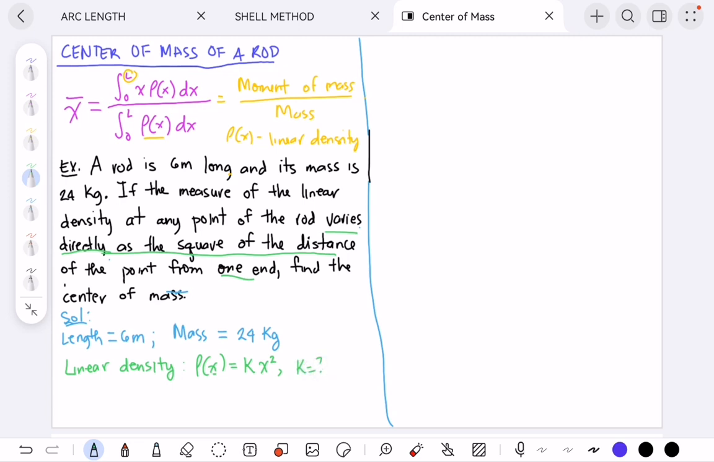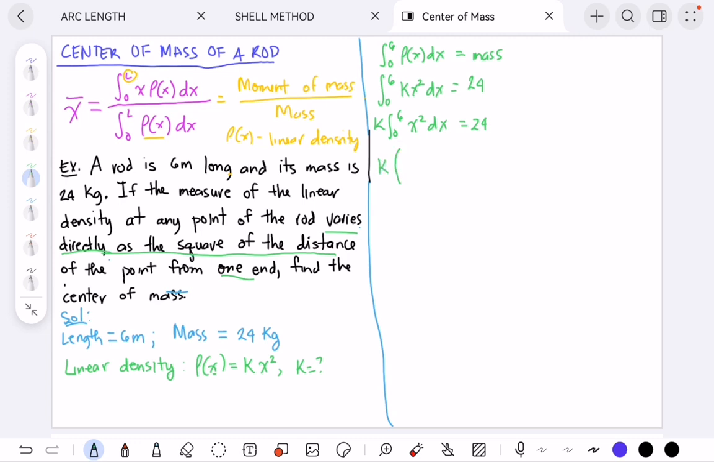With these three pieces of information, we can use the formula for mass. Let us do that. The mass is the integral from 0 to 6 of the linear density. In other words, the integral from 0 to 6 of kx squared is equal to 24. The mass is 24. Now, k is a constant, so I can factor that out. k times the integral of x squared dx equal to 24.